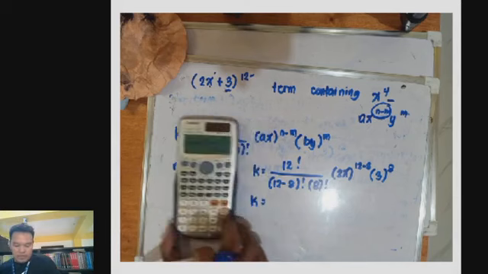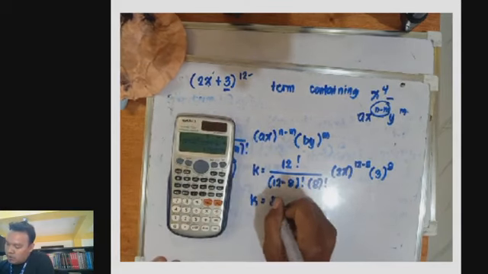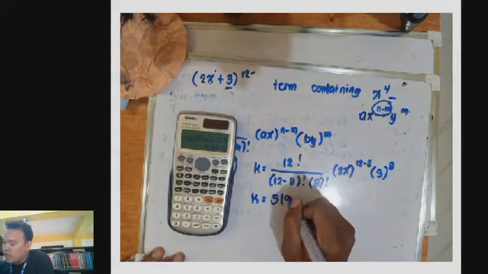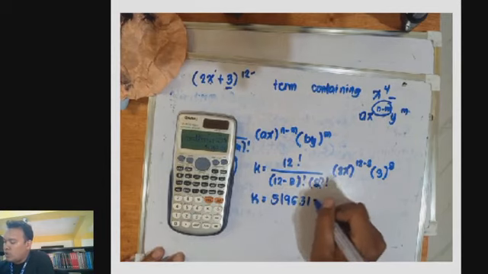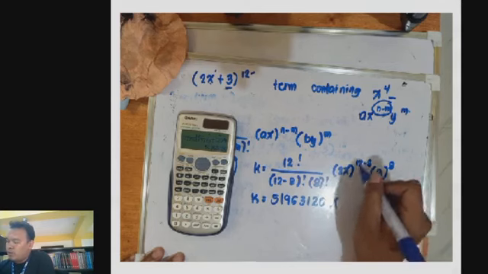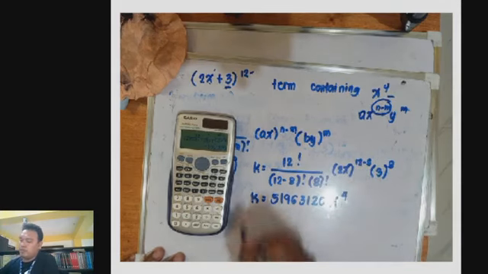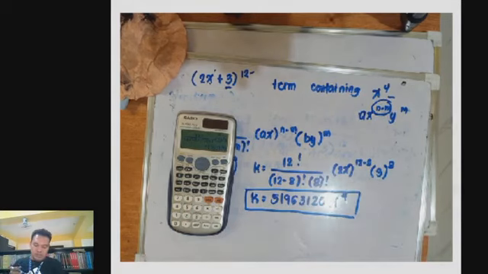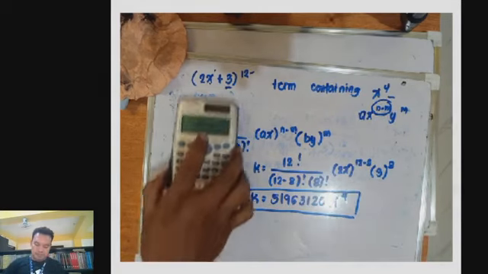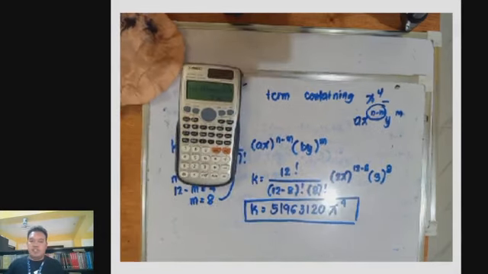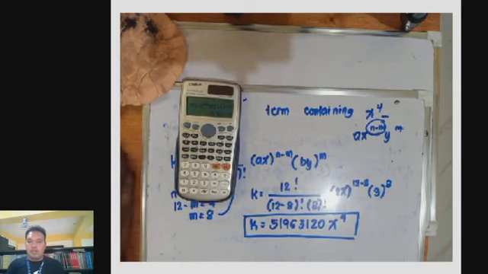Therefore, we have the term containing x raised to 4, which is equivalent to 51,963,120 x raised to 12 minus 8, which is 4. So ito po yung sagot, no? Okay? So, yan po yung sagot dun sa problem.